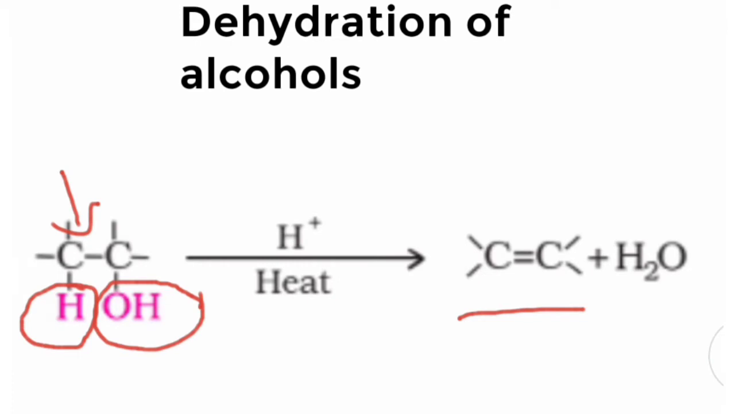It is very important to note that our products are two here. We have an alkene and also a water molecule. This water molecule is coming from the hydroxy group that is removed, and also the hydrogen. When you combine these two things, they give you a water molecule. So that is where that water molecule is coming from.